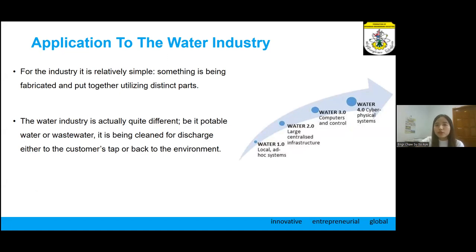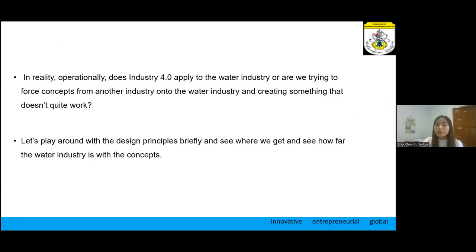So, application to the water industry. For manufacturing industry, it is relatively simple: something is being fabricated and put together utilizing this tank bed. But for the water industry, it is actually quite different. Be it potable water or wastewater, it is being cleaned for discharge either to the customer, tank, or back to the environment. So in reality, operationally, does Industry 4.0 apply to the water industry, or are we trying to force a concept from another industry onto the water industry and creating something that doesn't quite work?